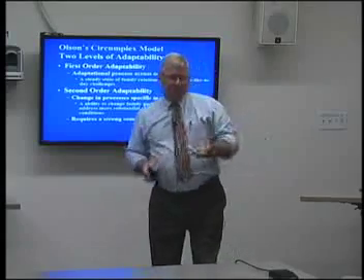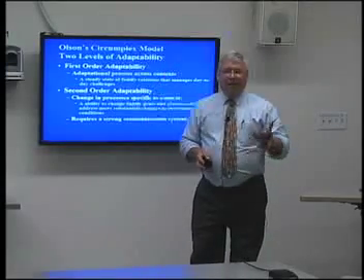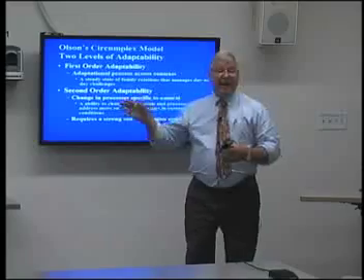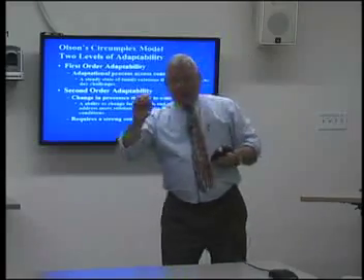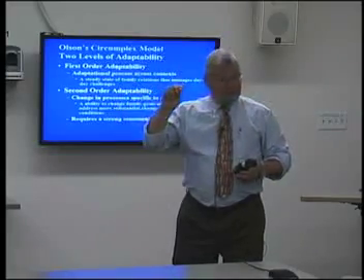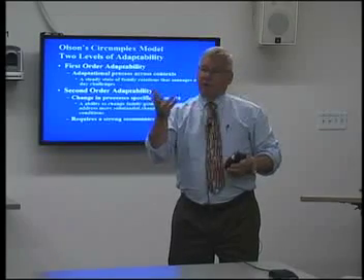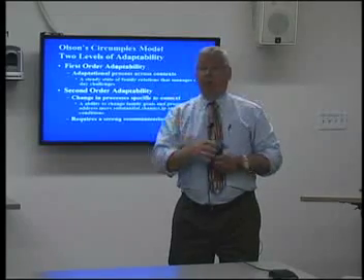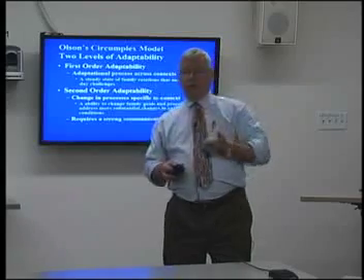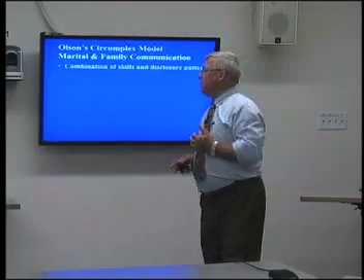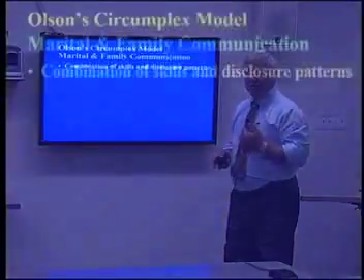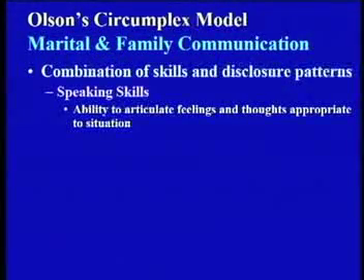How is it possible for a family to do that? Olson says, well, first of all, if it has moderate to high cohesion, moderate to high flexibility to begin with, that's going to facilitate it to some degree. But what's really going to be critical is its communication patterns. And so he talks about communication as a combination of skills and disclosure patterns that you find in families. It ranges from speaking skills, which refers to the ability to articulate feelings and thoughts appropriate to a situation. How well are you able to articulate what's going on?